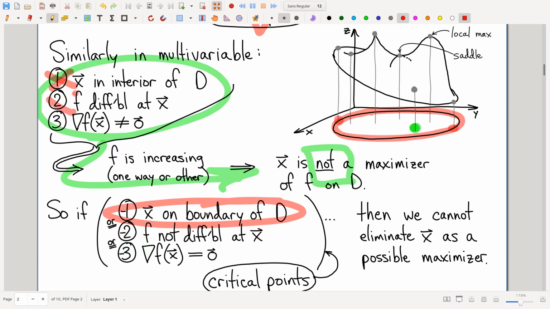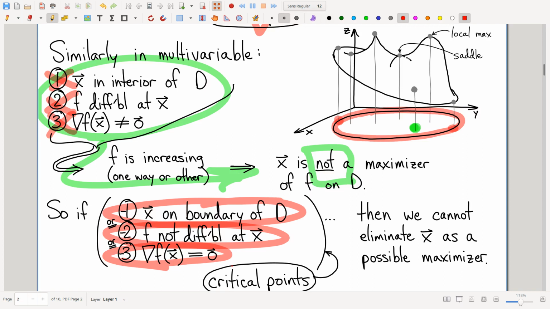What if a function fails to be differentiable? Well, again, I can't make any arguments about what the gradient means. The function's not even differentiable. There might not be a gradient. What if the gradient fails to be not zero? In other words, what if the gradient is zero? Then there's no direction that the gradient points.